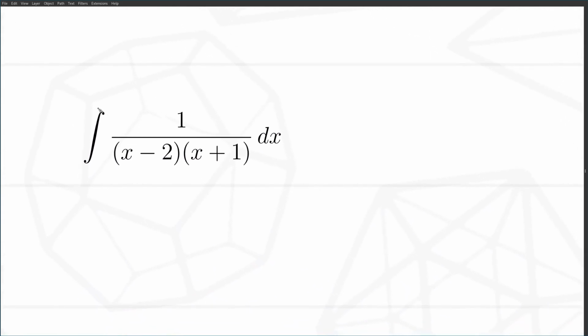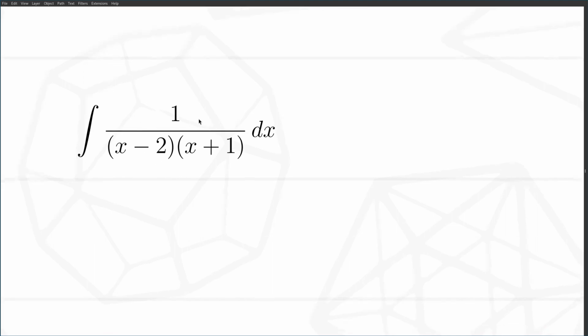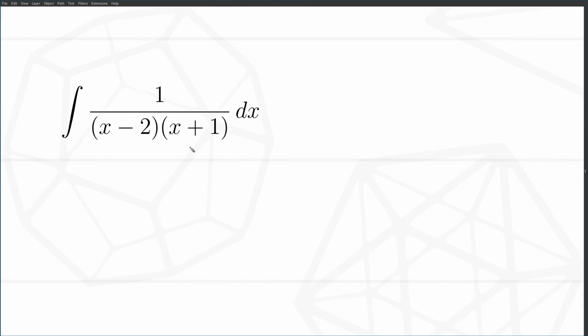We have the integral of 1 over x minus 2 times x plus 1. So if we had it written like 3 over x minus 2 plus 1 over x plus 1, we could do that very easily using the previous rule. But here, what happens is that it's not. We don't know what that value at the top or the other value there are going to be. So what we do is just let them be a and b. Okay.